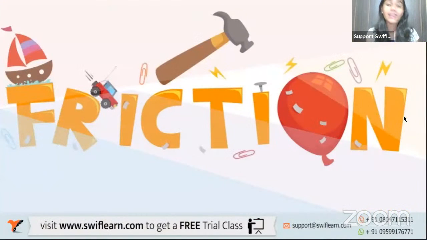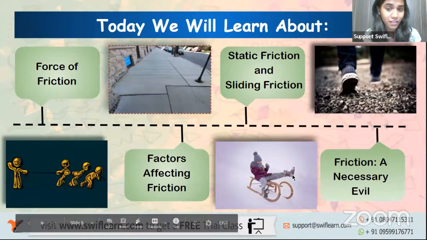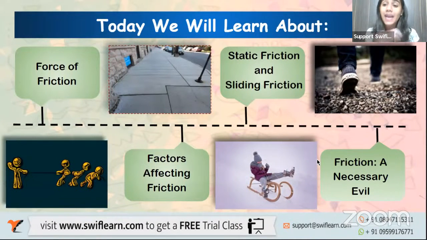Today we are going to be learning about friction. It is a grade 8 syllabus that we are going to discuss today. So today we are going to be learning what is force of friction, what are the factors affecting friction. We'll be learning about the types of friction, which are static friction and sliding friction. And also we will be learning why friction is called a necessary evil. So that means why friction is advantageous as well as disadvantageous.